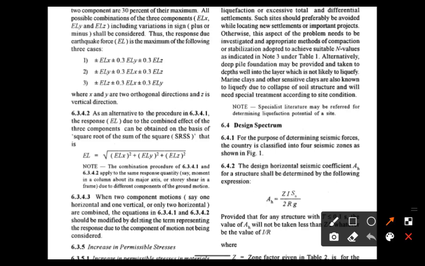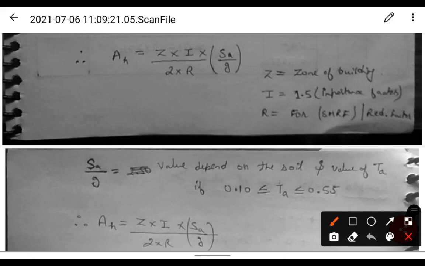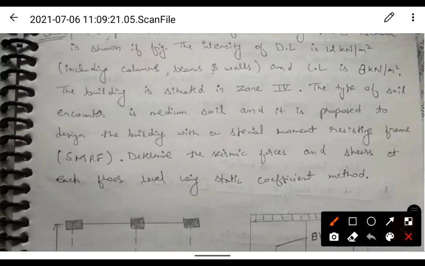The next thing that we need to find is the value of Sa by g. One thing I would like to tell you is that this Sa by g would always be kept together. These will always be considered as the ratio value, that is Sa ratio g. As I told you, the value of Sa by g depends on the value of soil and the value of Ta. As per the data given to us, the type of soil is medium soil.